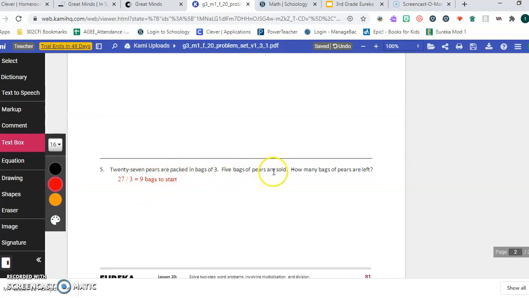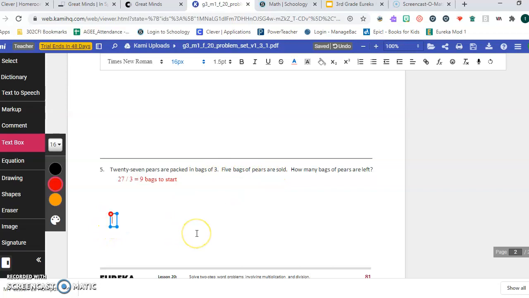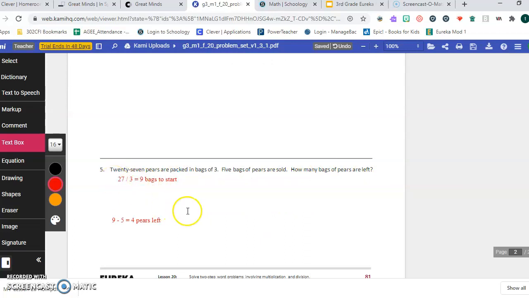5 bags were sold. So what did I start with? I started with 9 bags. I'm subtracting the ones that were sold, subtracting 5, to figure out how many bags of pears are left. 9 minus 5 gives me 4 bags left. Now, I could draw pictures that go with this, but the pictures might take up a lot of space if you're using your pencil. It would be up to you how you decide to draw pictures of this.